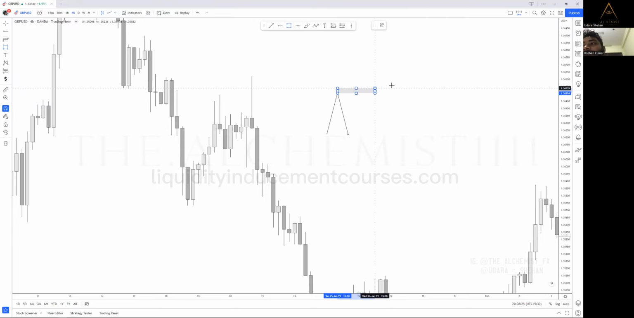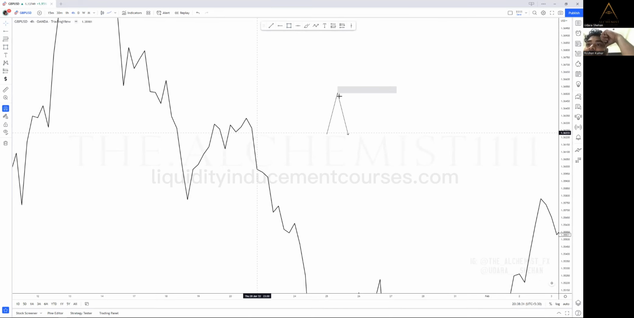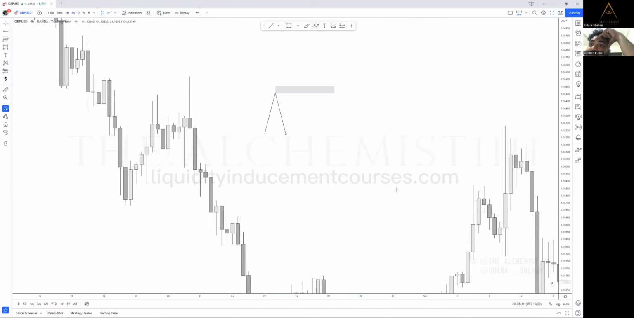Now look at this area right here. If you look at it on a line chart, what is it? Can you see this formation? This right here is what we call a resistance. And this right here is what we call a support. The A formation and the V formation, something like this.